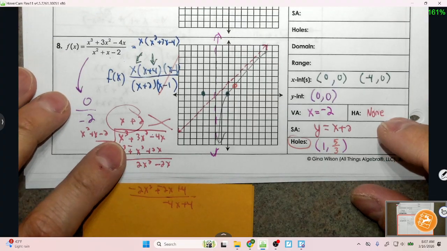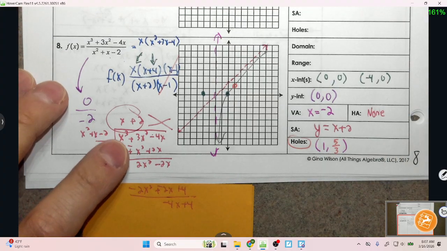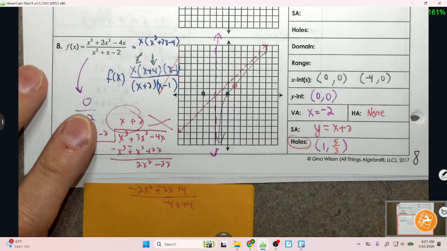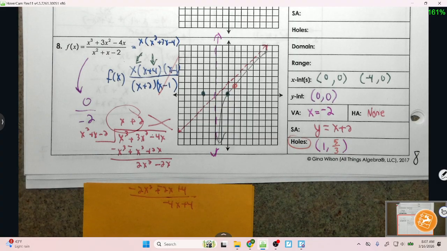Is that okay? It's in pencil. Can you see it okay? Because from my angle, I can't see it at all. Thumbs up. All right, thank you.